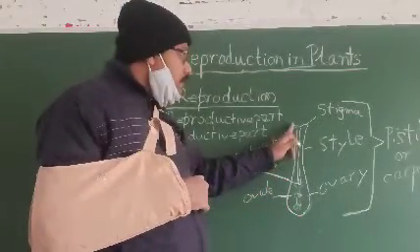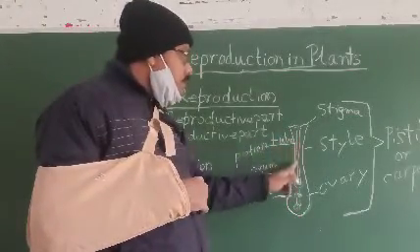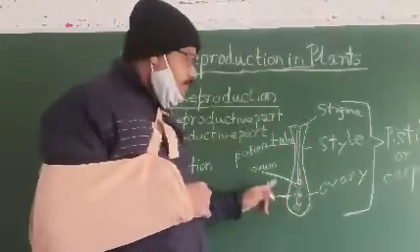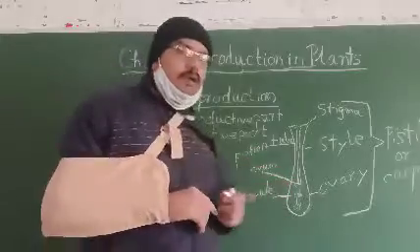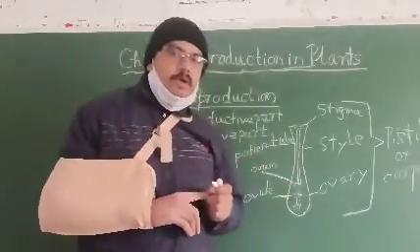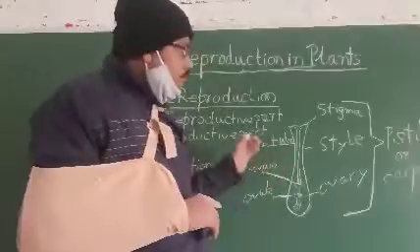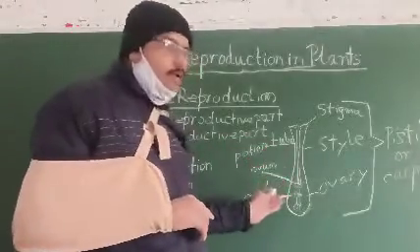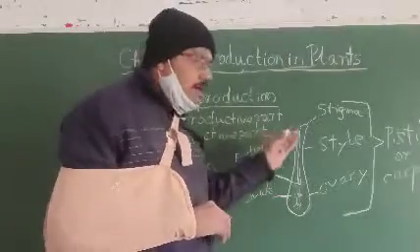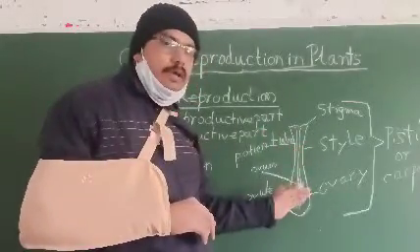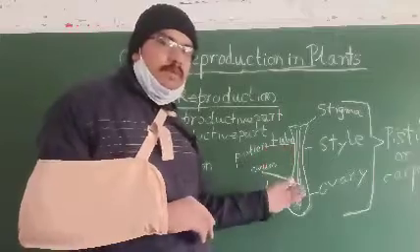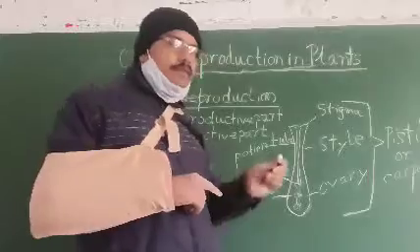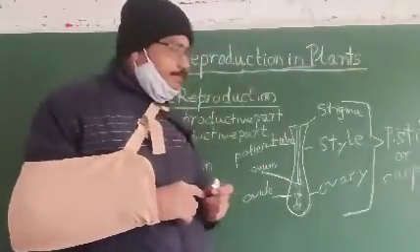And from the upper region a tube comes that joins the ovary section. That tube is called the pollen tube. So student, this is the female reproductive part of the flower: stigma, style, and ovary. Inside the ovary, the ovule is present that contains the ovum, which is the egg cell of the female sex gametes.